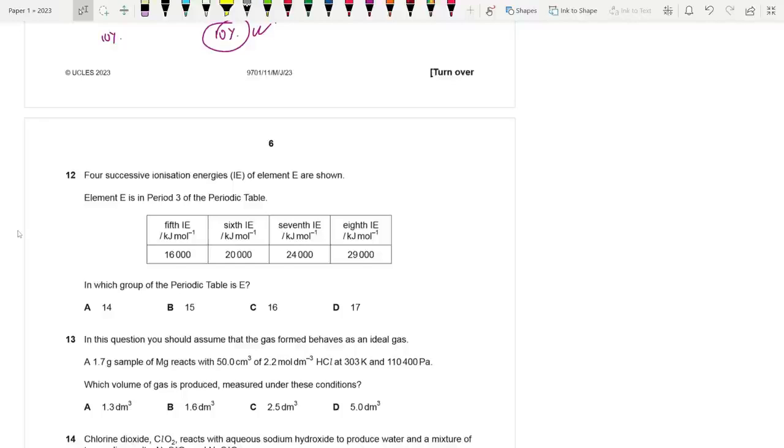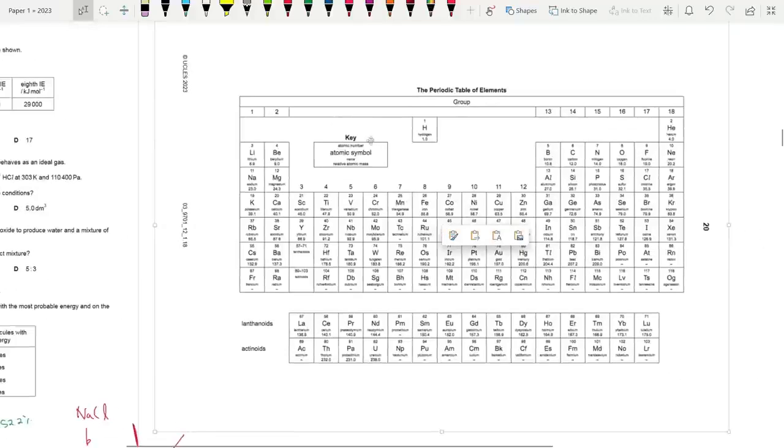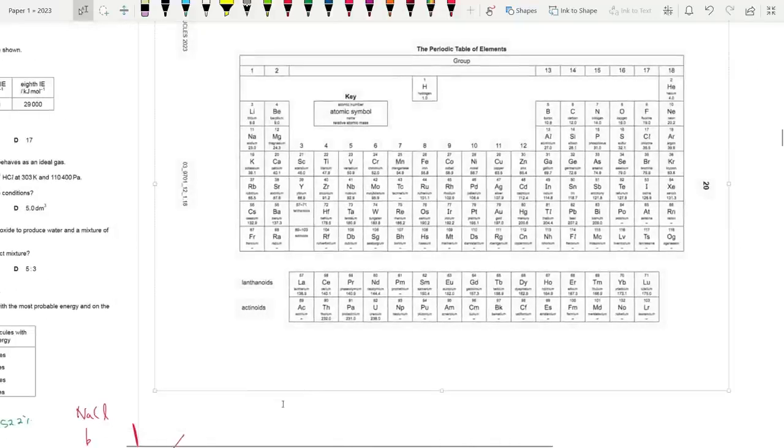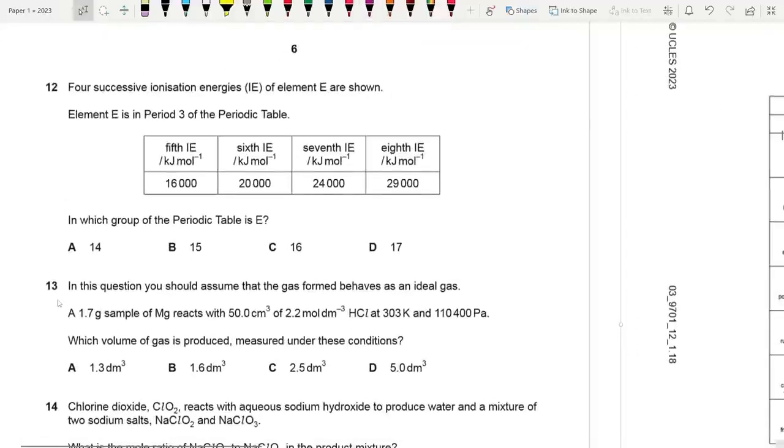Okay, so as you can see, element E is in period 3. Let me bring the periodic table again. So where were we? Right. So we are looking for a big jump.